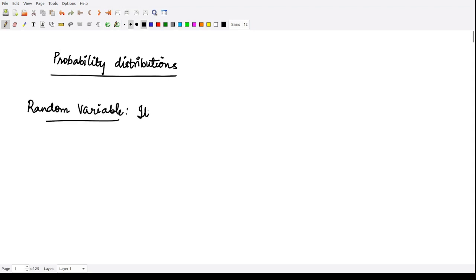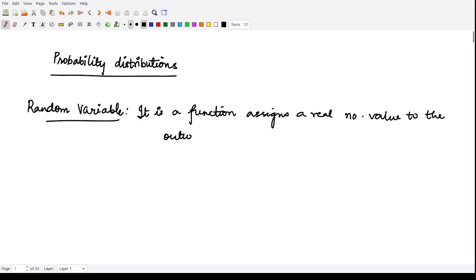It is a function which assigns a real number value to the outcomes of the experiment. So this we already know, what is a random variable.